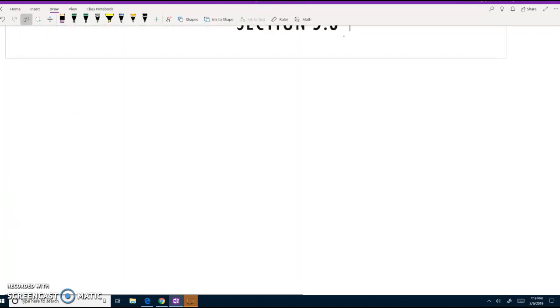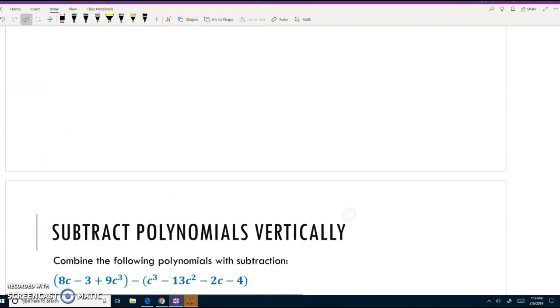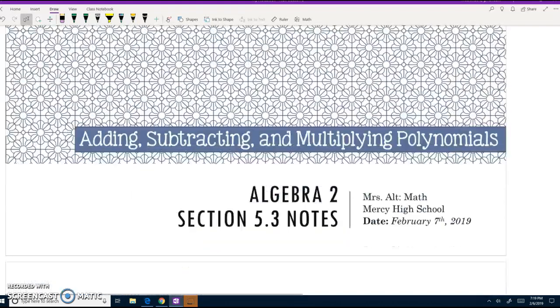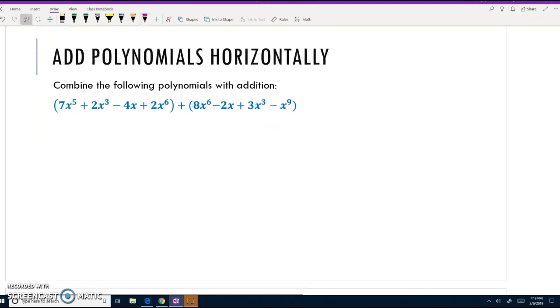So the first thing we want to do is to work with our addition of polynomials. For our polynomial addition, we have two different techniques for how we combine polynomials when adding and subtracting. We can work either horizontally or we can work vertically. A good rule of thumb, though, is that it can be useful to write your polynomials in standard form first before you do any other operations.